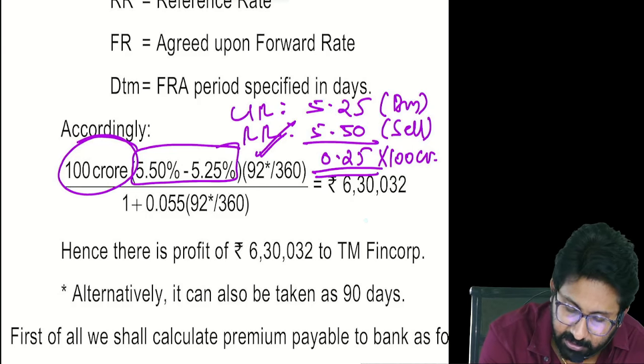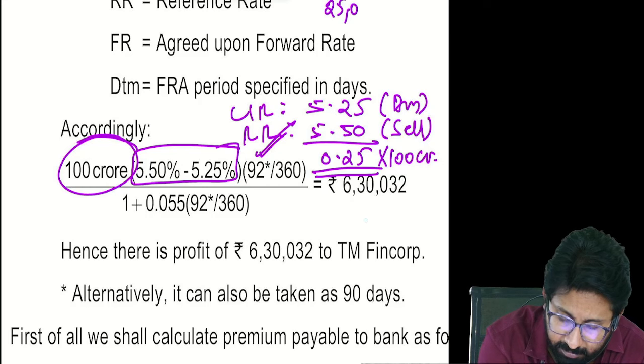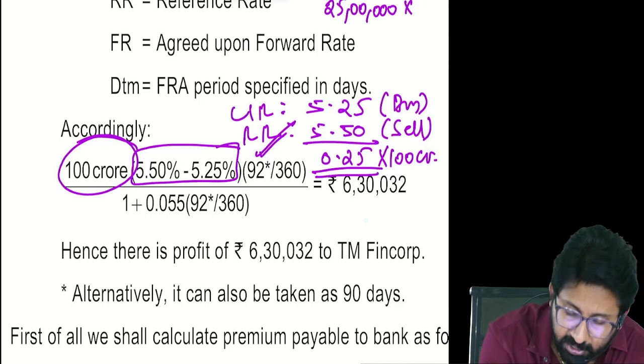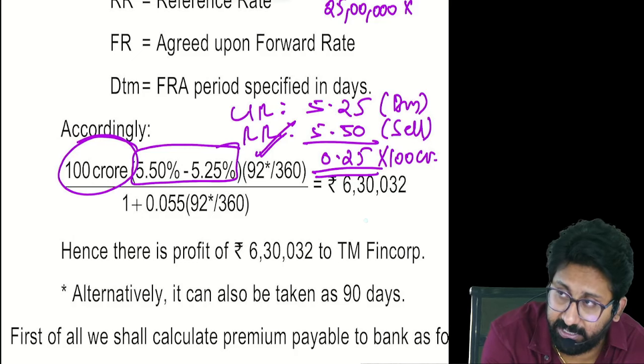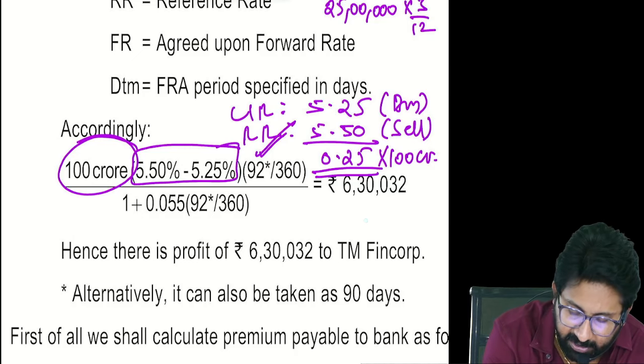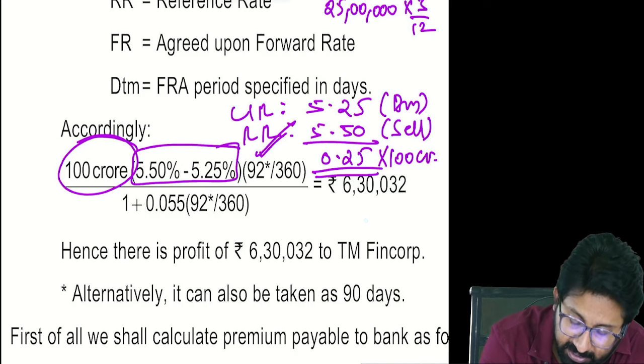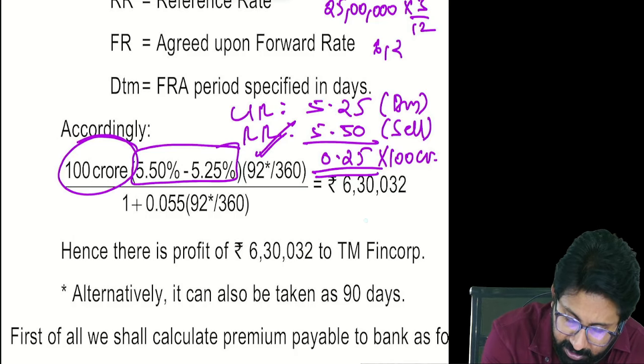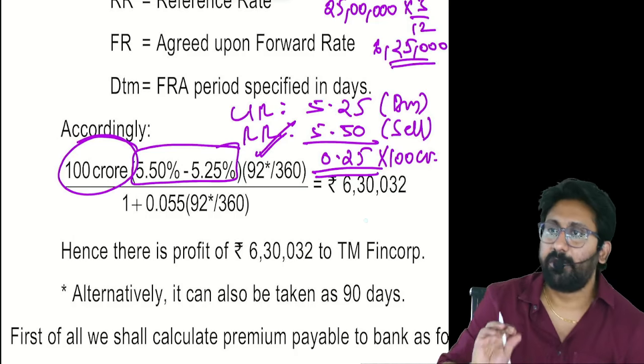This is, how much you said, 25 lakhs. We have done it into 92 by 360 or 3 by 12. 3 by 12 directly we have done. How much answer did you get? 6 lakh 25,000. This is what we got.